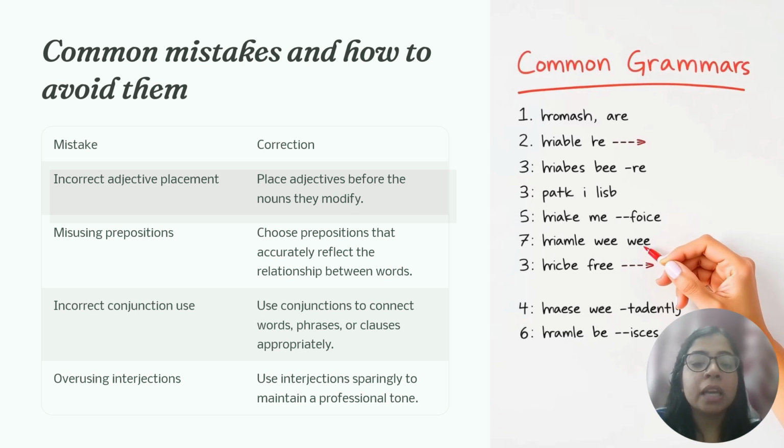Then incorrect conjunction use. Connecting the phrases and clauses with the right conjunction is very important to frame your sentence properly. Then overusing interjections. It can be a very big mistake. If you use wow, bravo, yay in the same sentence, it is not right. You have to use either of these words. One word you can use.